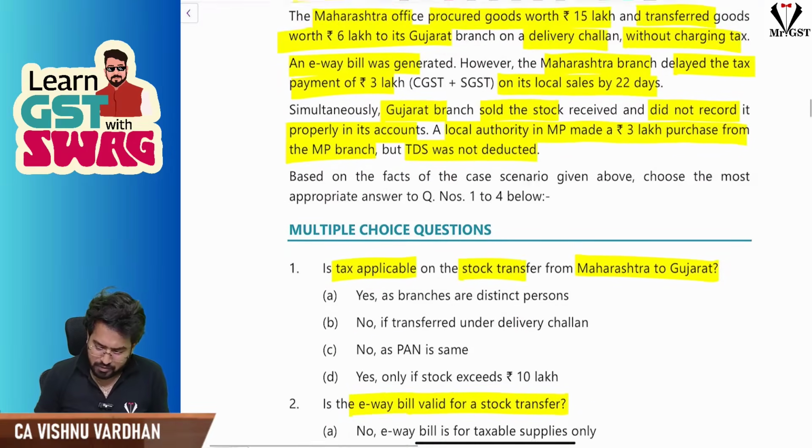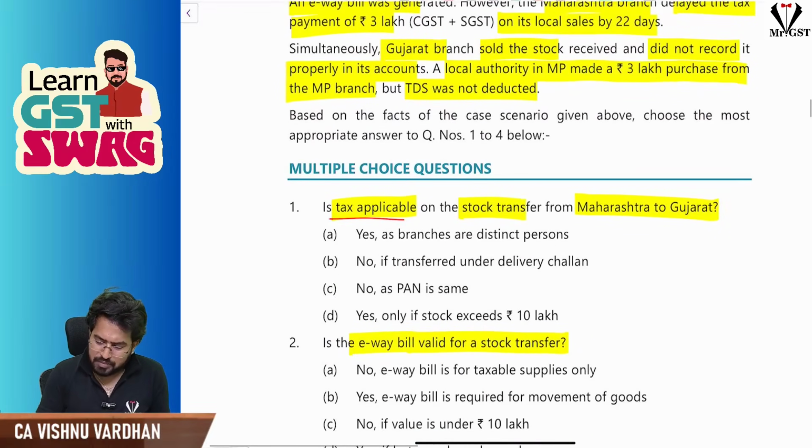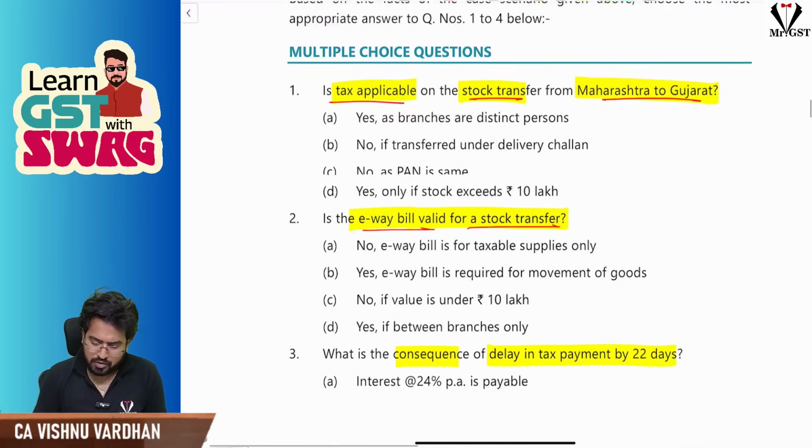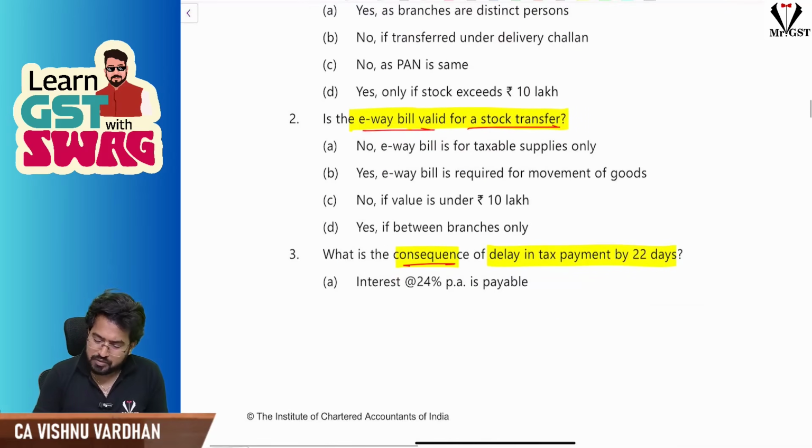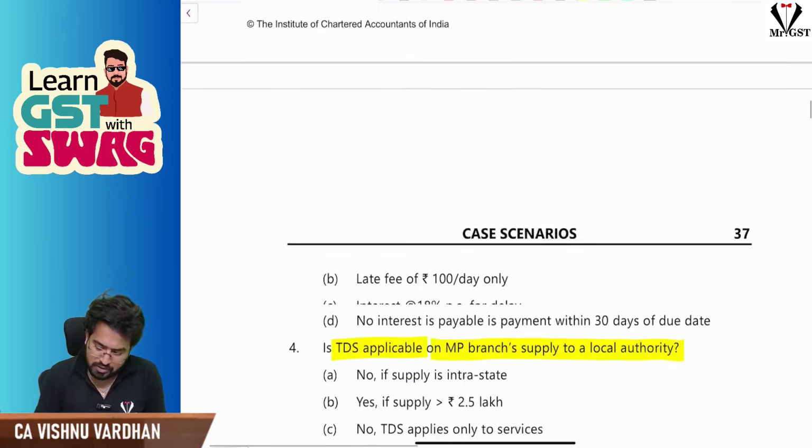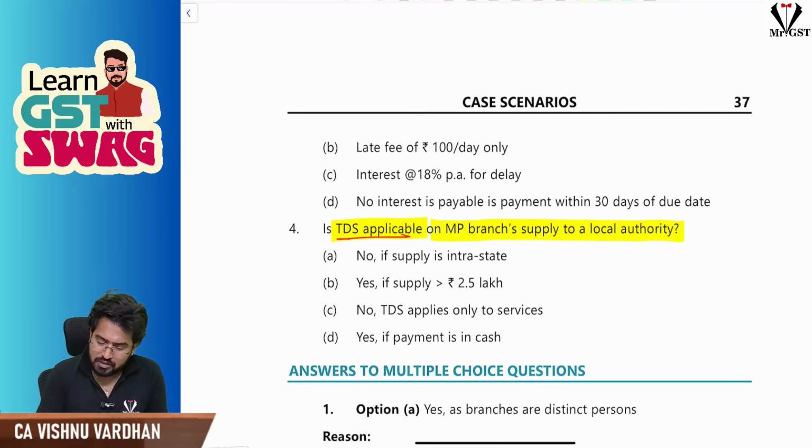Small case study again, case scenario 11. Is tax applicable for stock transfer from Maharashtra to Gujarat? Is e-way bill valid for a stock transfer? What are the consequences for delay in payment of tax by 22 days? And TDS applicable on MP's branch. Is TDS applicable? Applied to local authority.